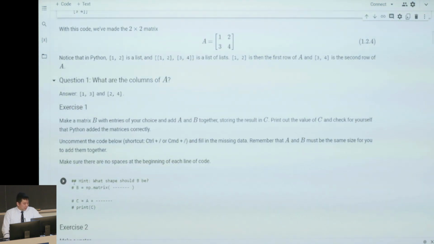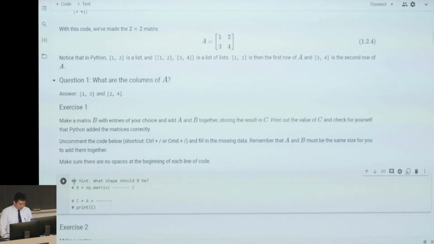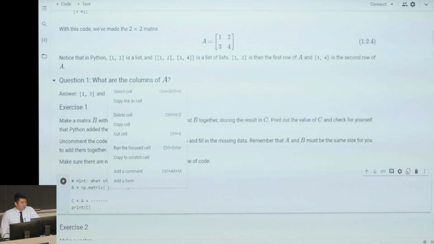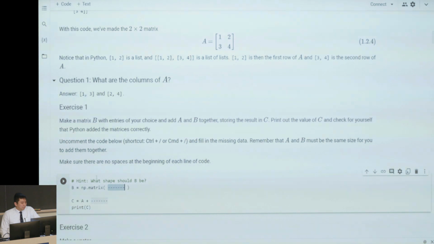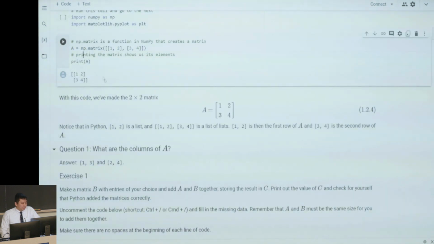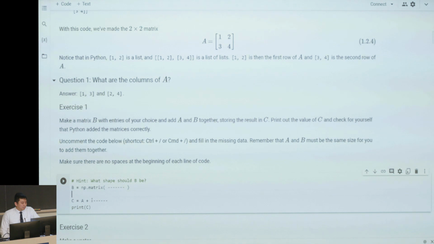So just a short exercise to check your understanding. Uncomment all of these lines. And I want you to make just an arbitrary matrix B here, such that we can add it to this A that we defined up here. So first, what should the shape of B be so that we can add it to A?